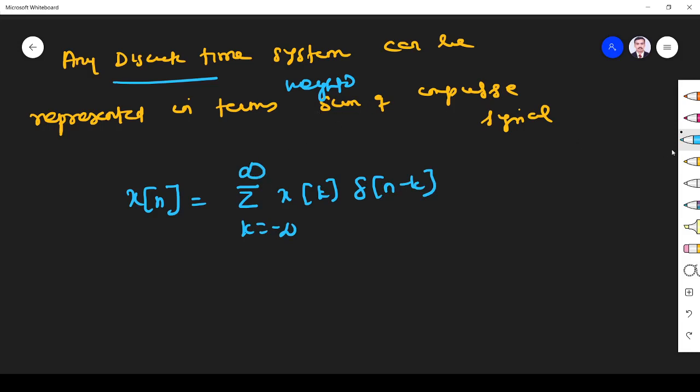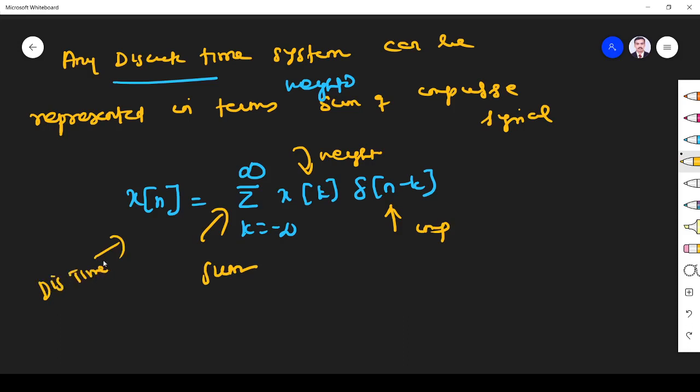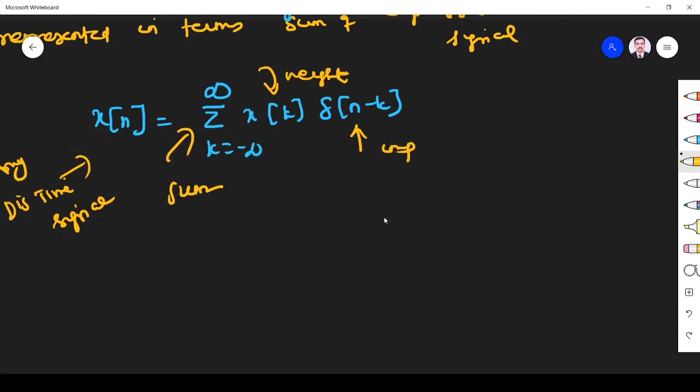You see where the weighted sum is. This is the weighted sum of impulses. So I can write any discrete time signal as the weighted sum of impulses. That's the meaning. How is it possible? That is the question. Now we take one simple example. This I have explained in my continuous time video also. If you have any doubt, please refer to that also.